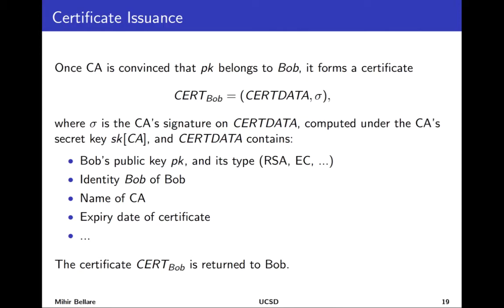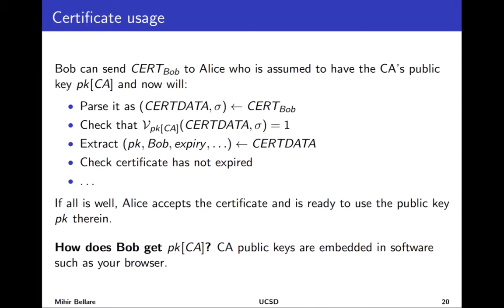Once the certificate is generated, it's simply returned to Bob. It says, here's your certificate. You can now start using it as you like. When Bob gets the certificate, now if he wants to communicate with Alice, he is going to send Alice his certificate. And what Alice is supposed to do before she starts using it to encrypt information to Bob or verify Bob's signatures is to check it.